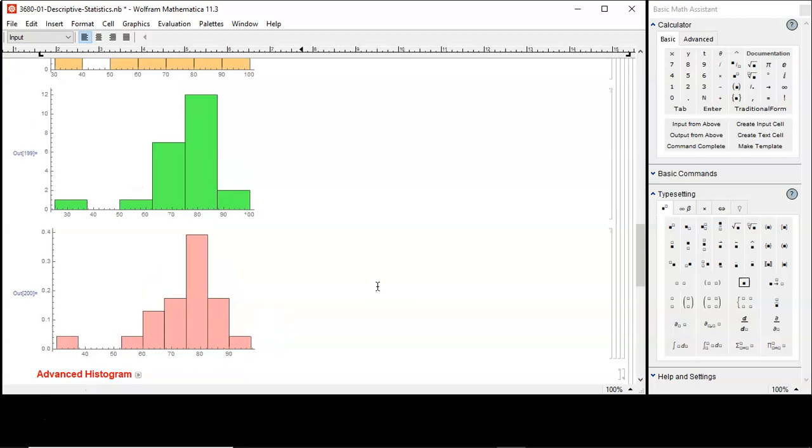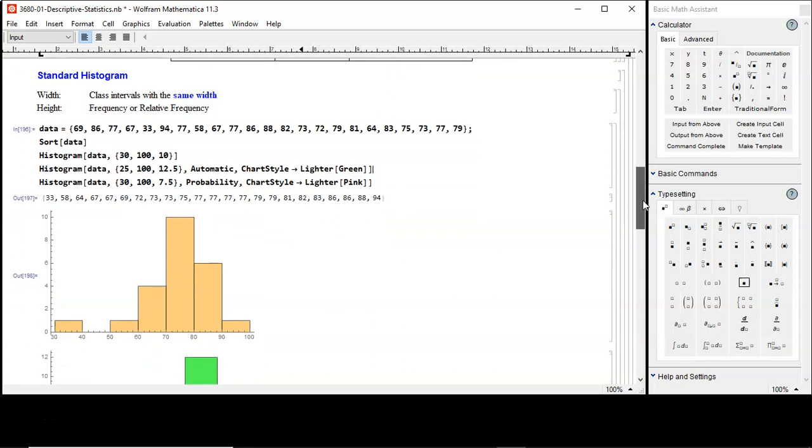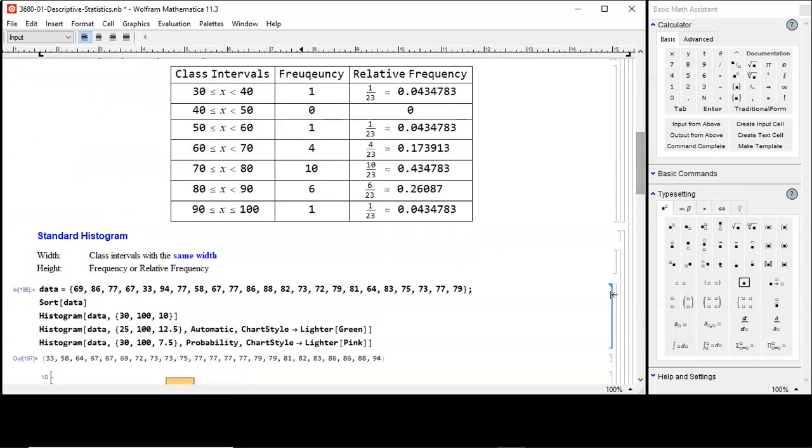Things are a bit different. Each width is 7.5 this time. This kind of flexibility gives us advantage on histograms. So this is by far the most important graphical presentation for us. And that is the standard histogram.